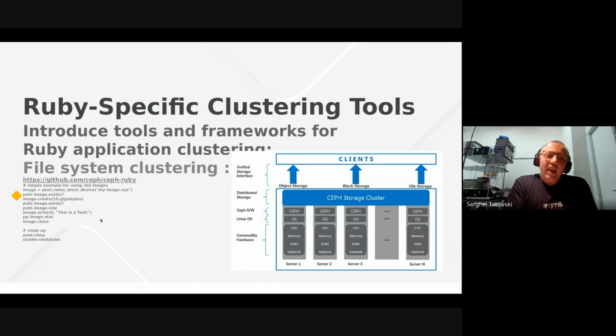Ceph. Ceph is a low-level clustering on the file system layer. Why did I choose Ceph here? Because Ruby has a specific gem, Ceph Ruby, and you can directly connect to Ceph storage. Ceph storage is not a replicated storage. It's a big sharding, a big sharding with a specific algorithm.